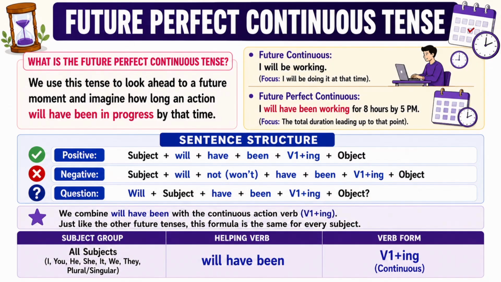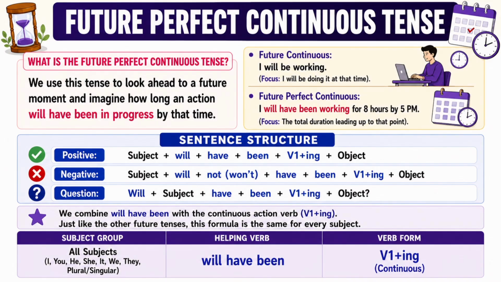The future perfect continuous tense is used to look ahead to a future moment and imagine how long an action will have been in progress by that time. Let us first compare it with the future continuous tense. I will be working. This simply tells us that the action will be in progress at that future time. But I will have been working for 8 hours by 5 p.m. This tells us the total duration of the action up to that future point. So, the future perfect continuous focuses on how long the action has been going on.